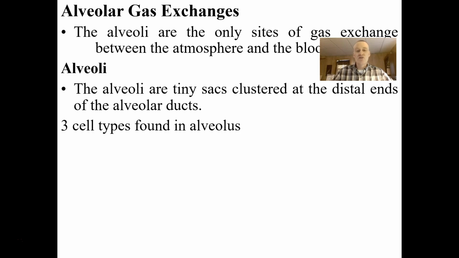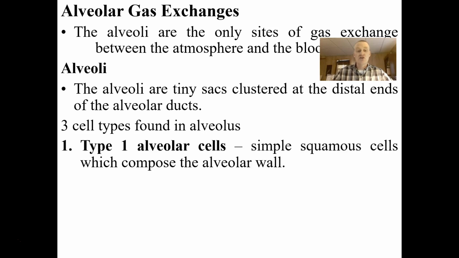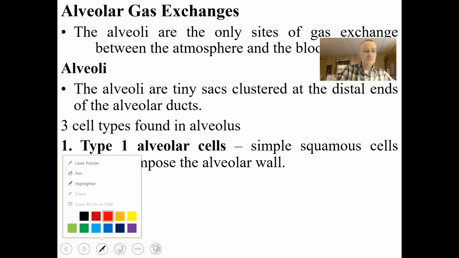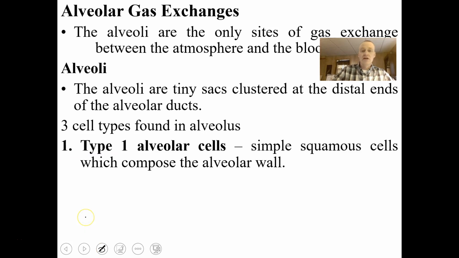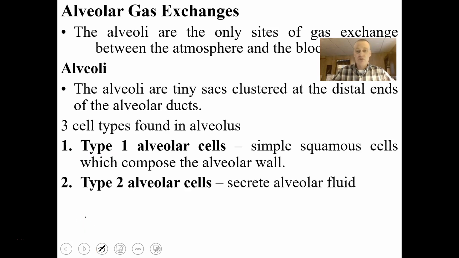There are three cells found in the alveolus that help the alveoli do gas exchange. Type 1 alveolar cells are the simple squamous epithelial cells that make up the wall of the alveolus, and they're thin for gas exchange to occur. Type 2 alveolar cells are going to secrete alveolar fluid, or surfactant.